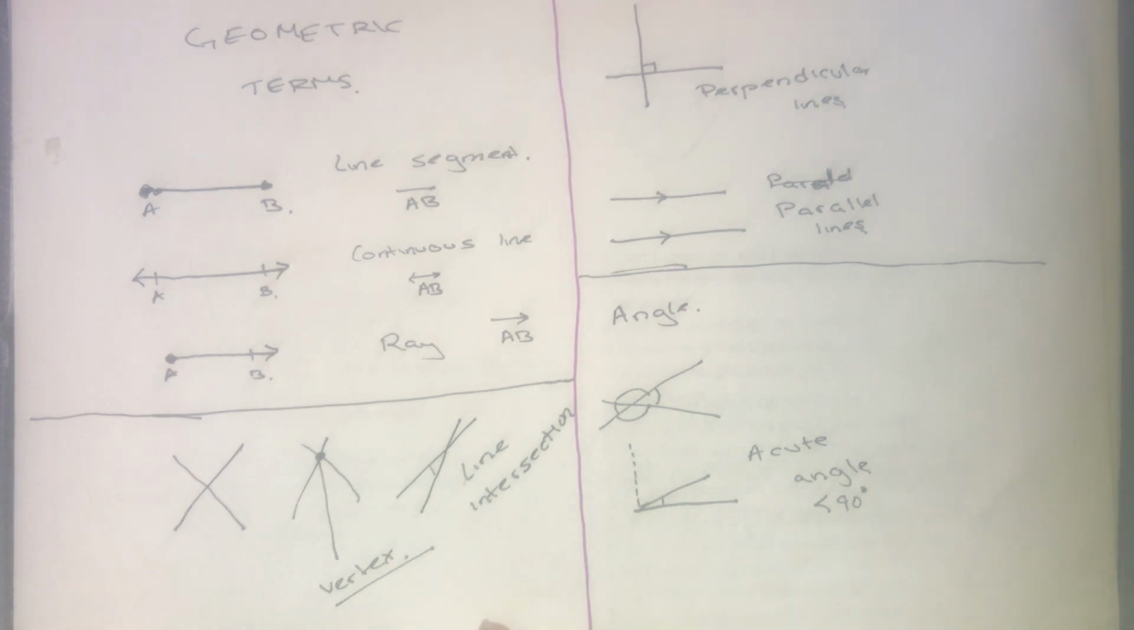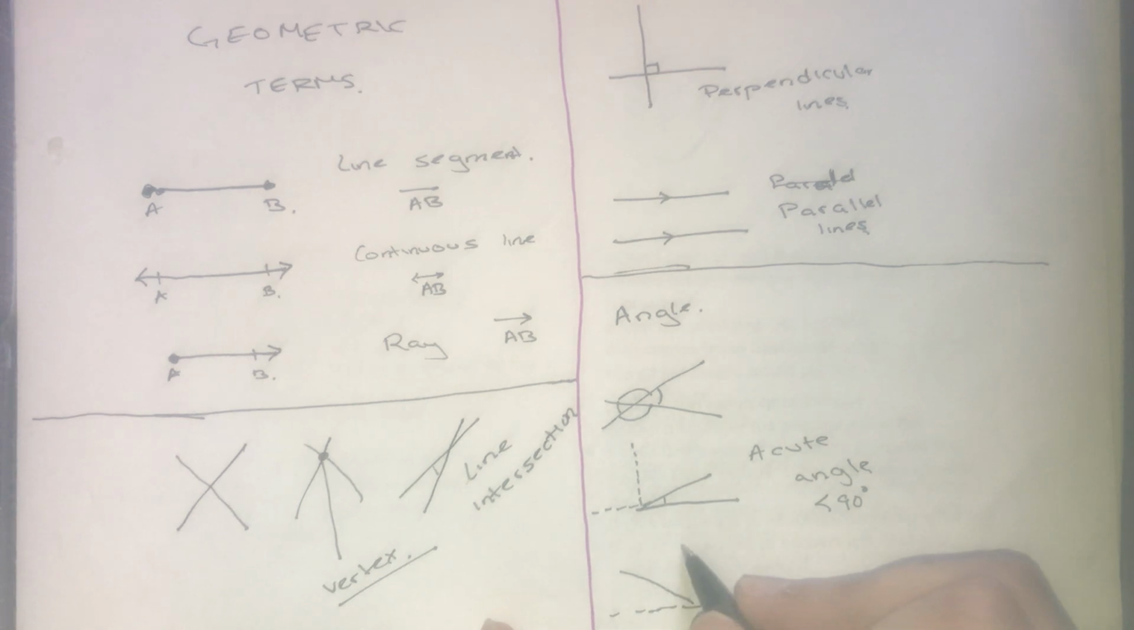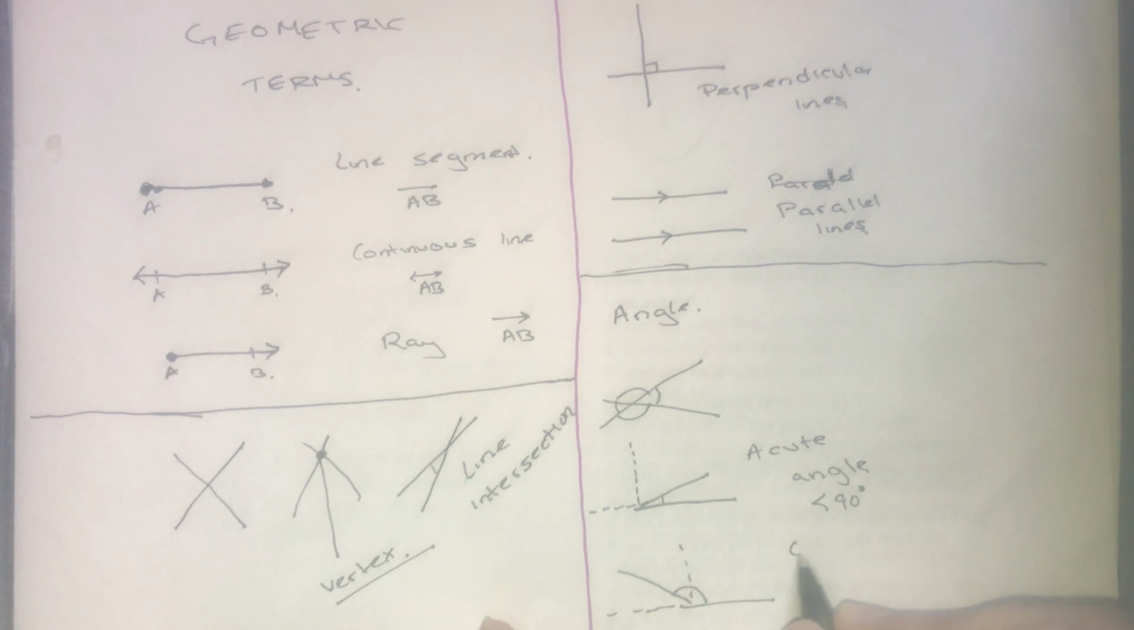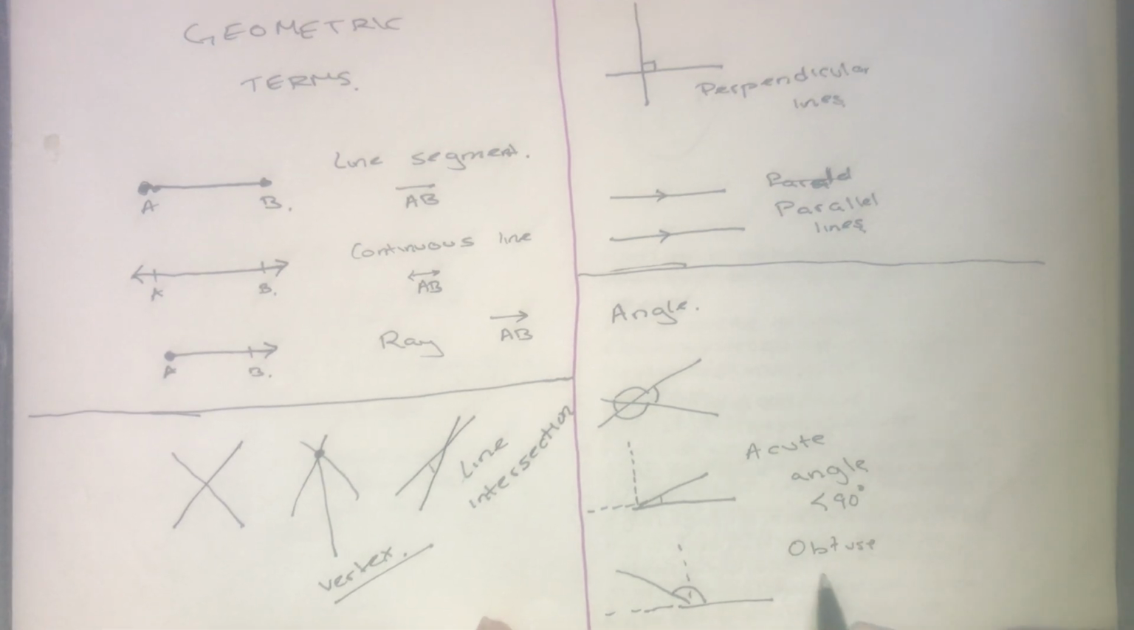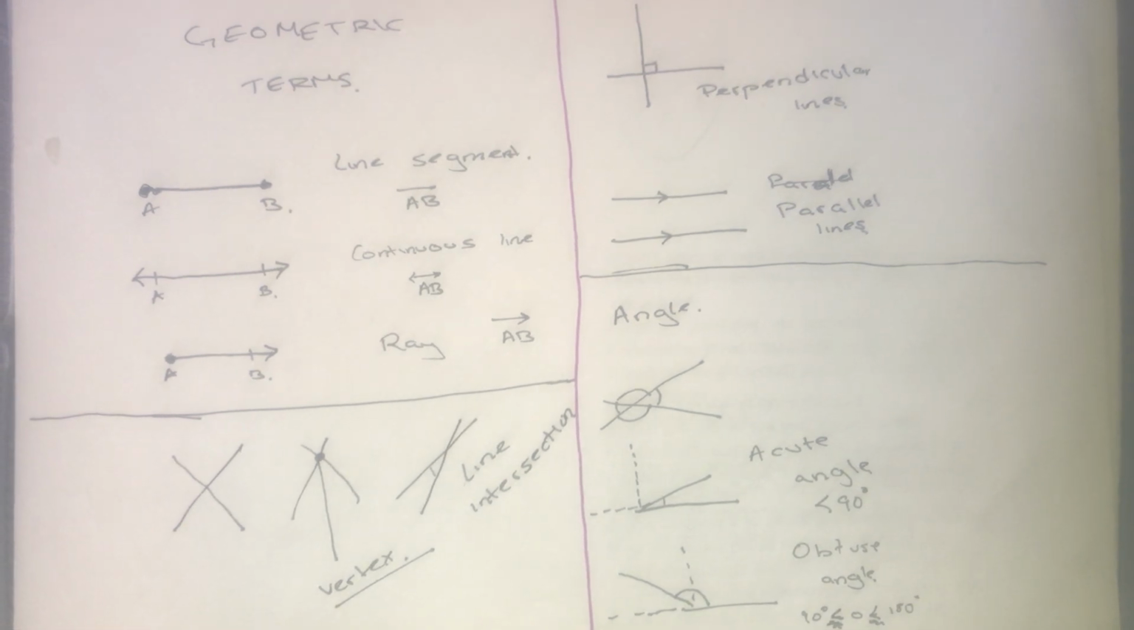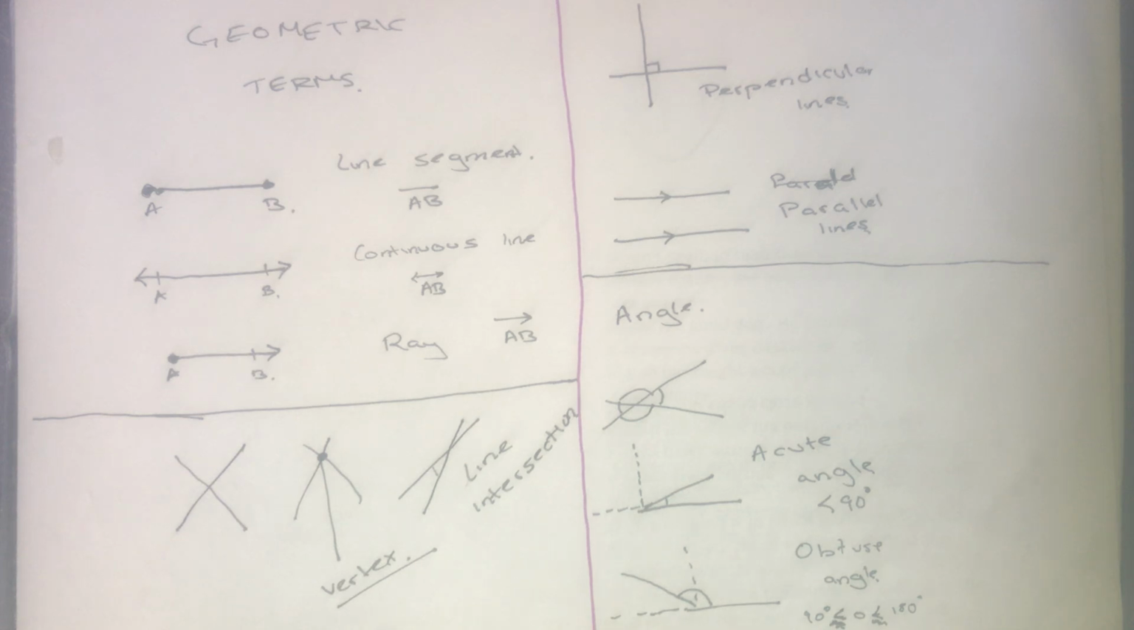If it's bigger than 90 degrees but less than 180 degrees, it's called an obtuse angle. So it's between 90 degrees and 180 degrees. That is an obtuse angle. So an acute angle is less than 90 degrees, and an obtuse angle is less than 180 but greater than 90.